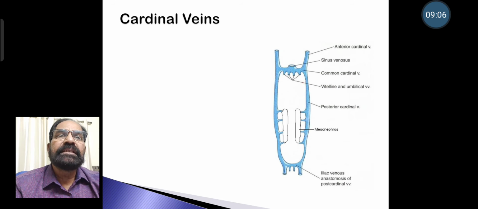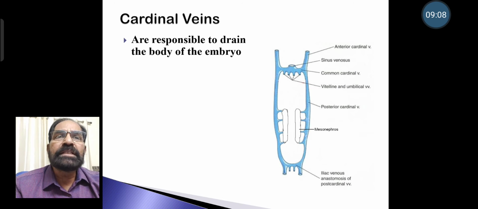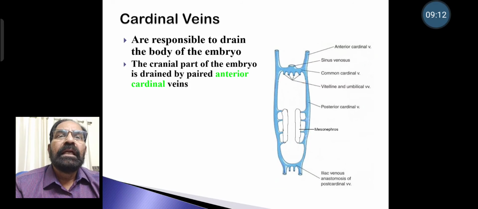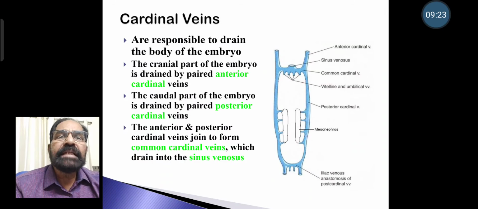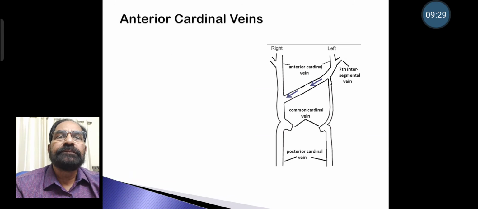So, cardinal veins are responsible to drain the body. The cranial part of the embryo is drained by paired anterior cardinal veins. The caudal part of the embryo is drained by paired posterior cardinal veins. Anterior and posterior cardinal veins join to form common cardinal veins which drain into sinus venosus.